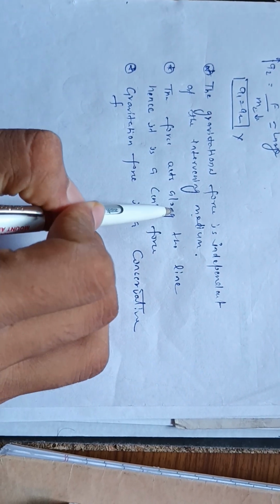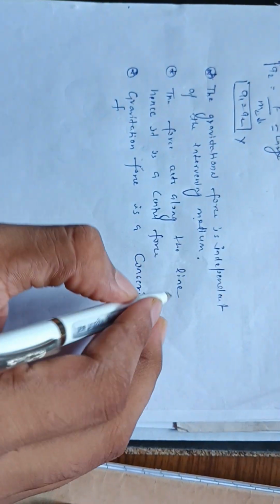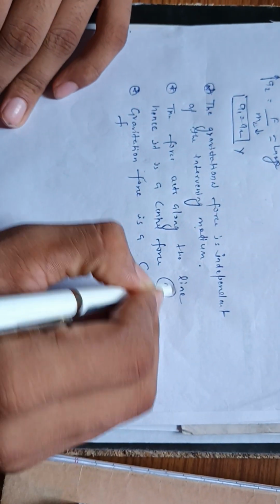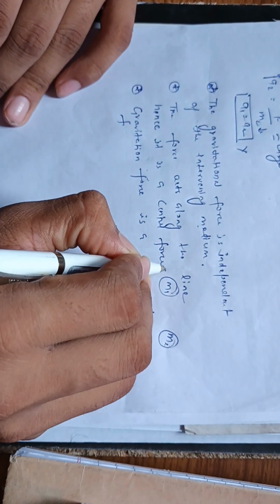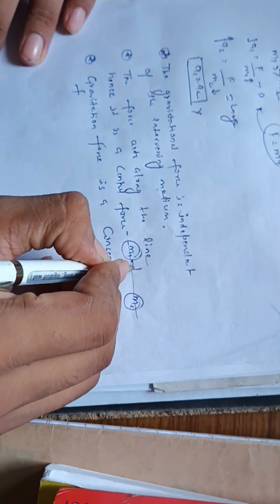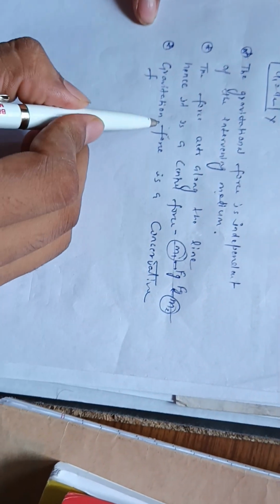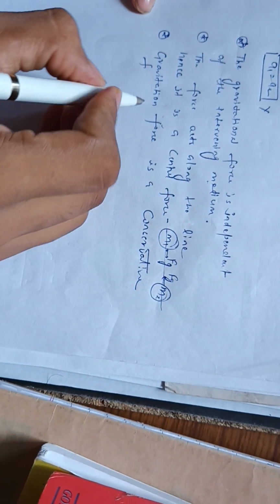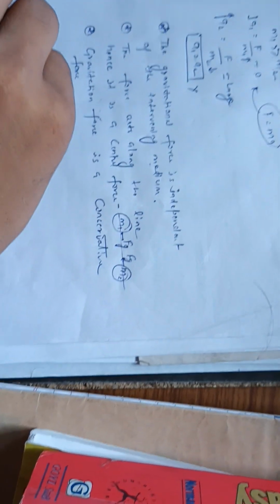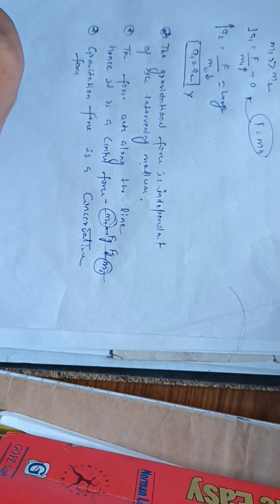Now the gravitational force always acts along a line joining the two masses. For example, if I take mass m1 and m2, the line joining them is the axis along which the force always acts. So we can say it is a line joining force. Now the third point is gravitational force is a conservative force. Conservative means it only depends on the path followed by it. Okay, it doesn't depend on the condition, so it is a conservative force.